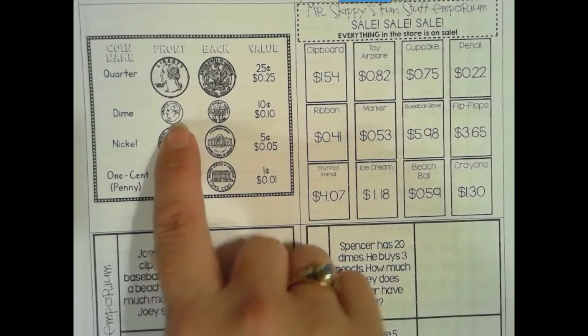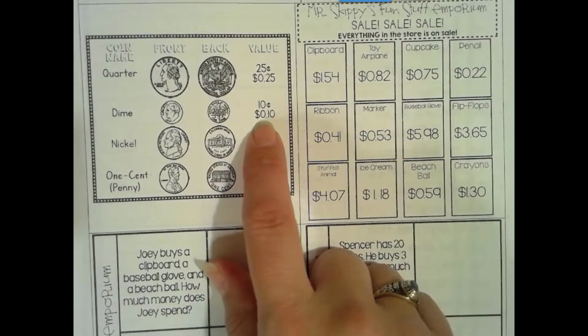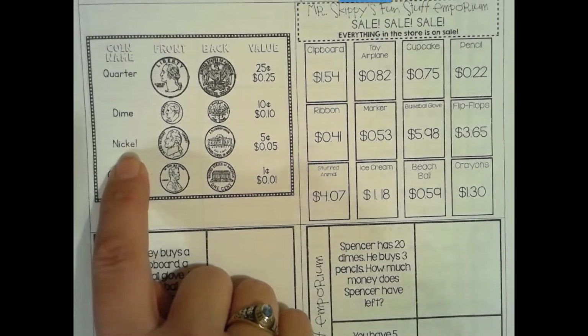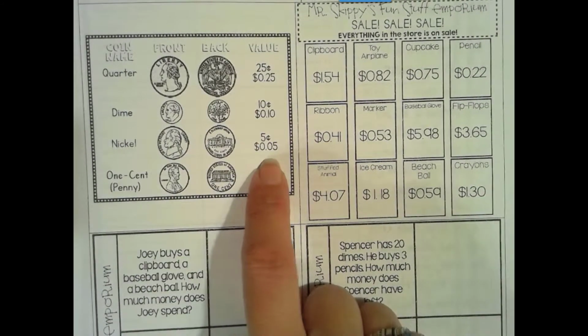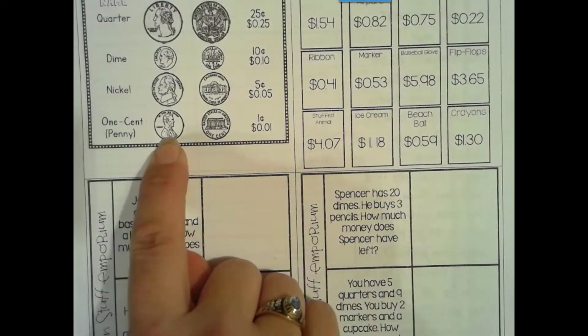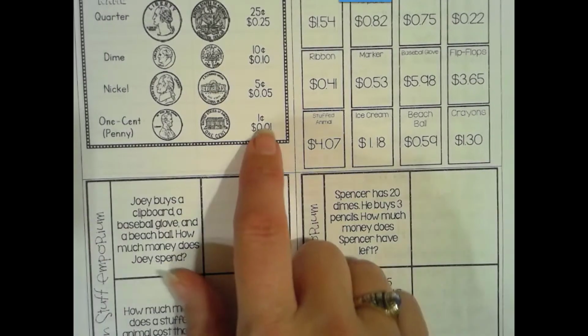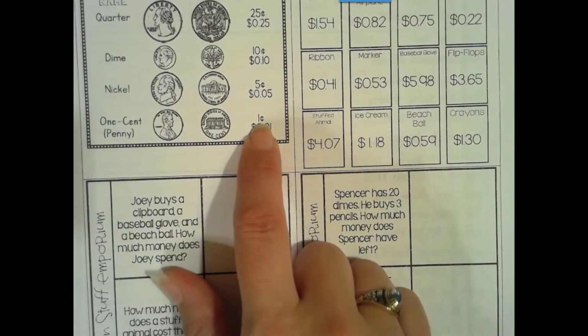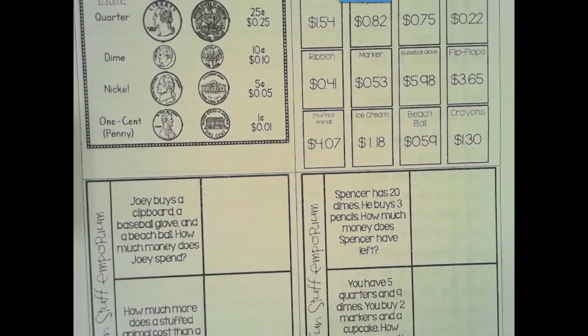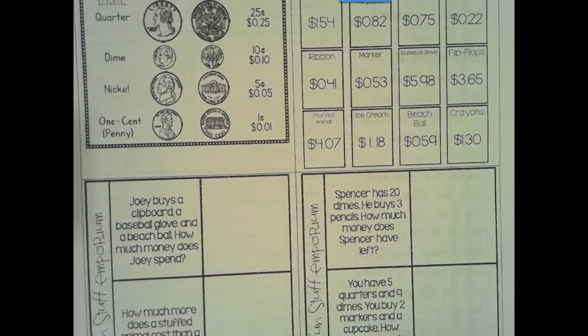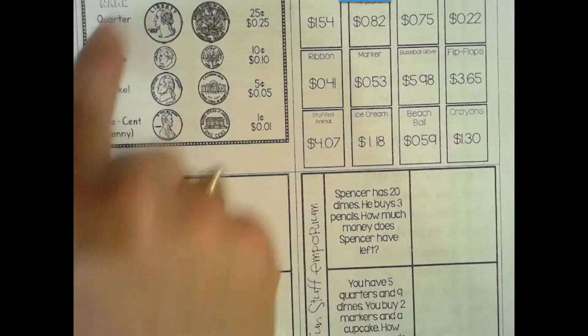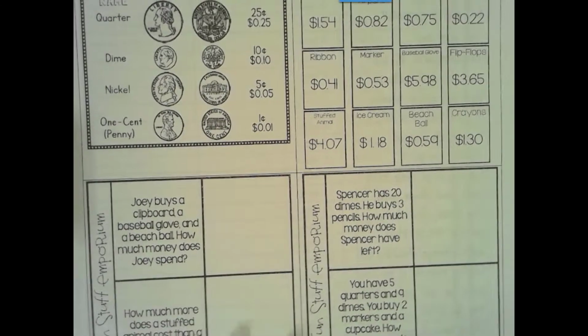A dime is 10 cents. A nickel is 5 cents. The name of this coin is actually the 1 cent coin, but we call it by a nickname, a penny. But the actual name is 1 cent because it is 1 cent, 1/100th of a dollar. There's 100 of them to make a dollar. So just remember the value of each coin.